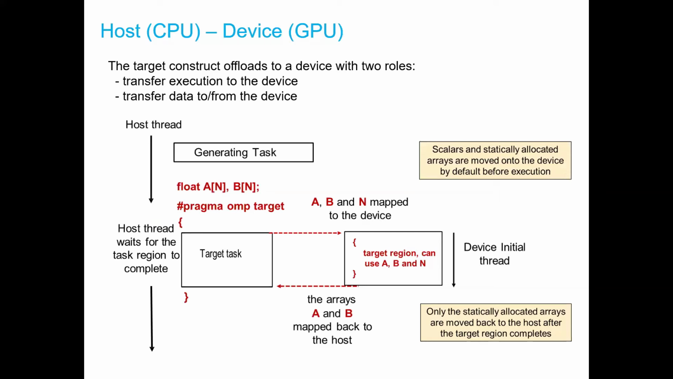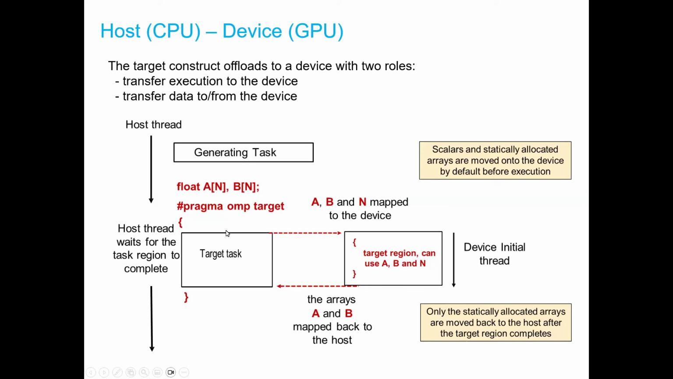The next slides will give a bit more explanation and are easier to understand. So there is the CPU, and this is the GPU model. The target construct offloads to a device with two roles, basically. The first is execution from CPU to GPUs, and the second is transferring data to or from the CPU and GPUs. So when I meet the target, that means the job needs to be done on the device.